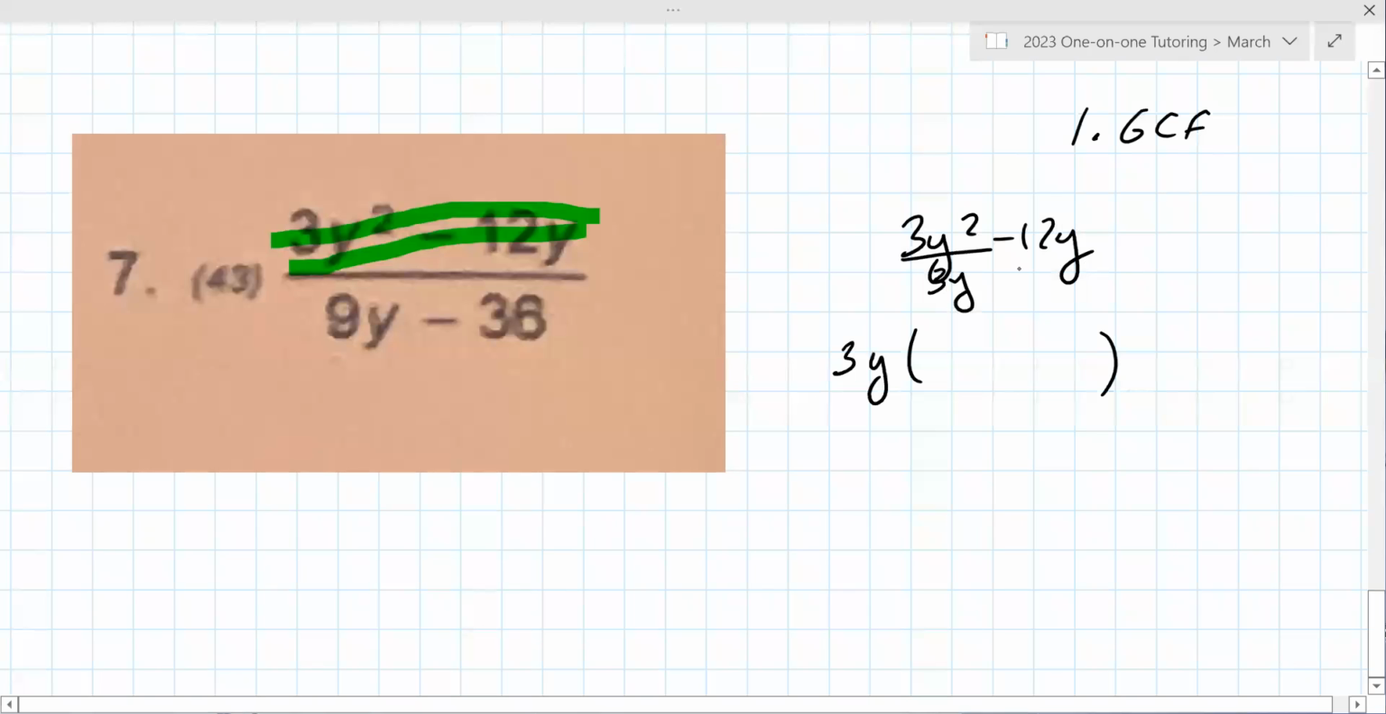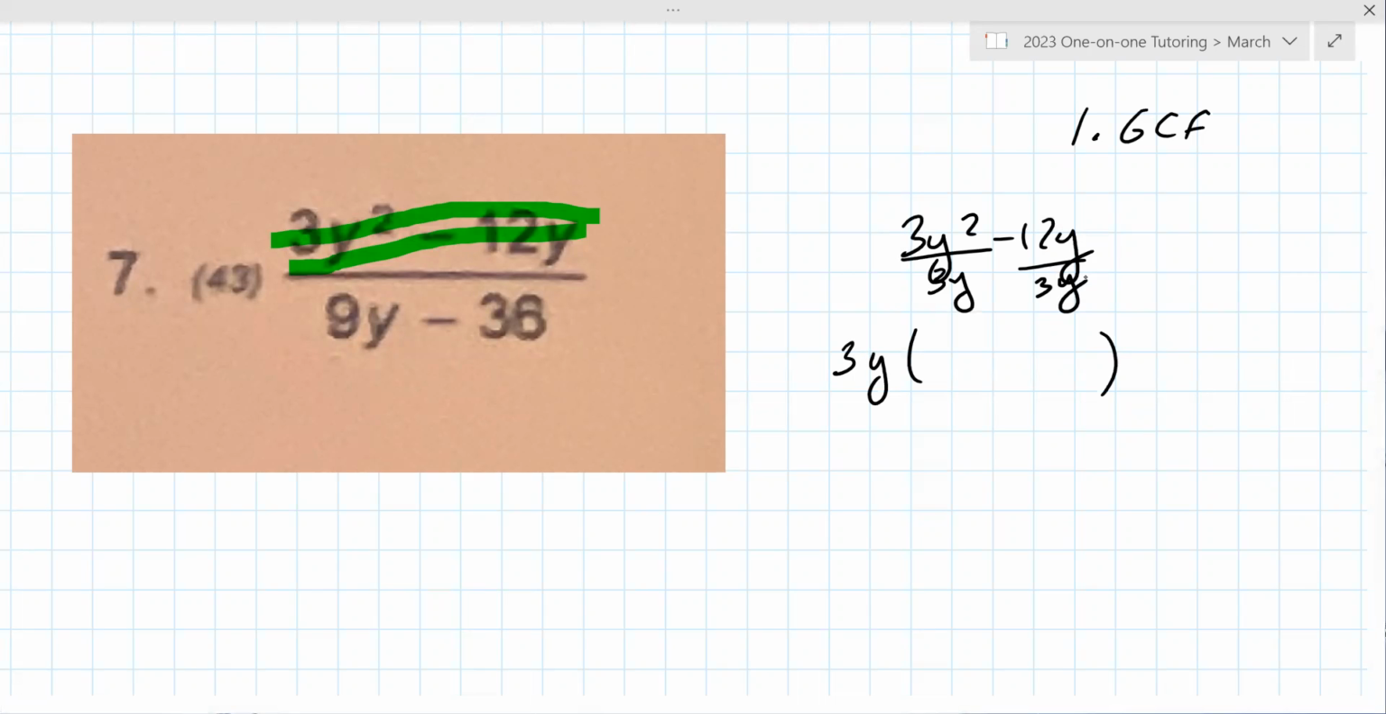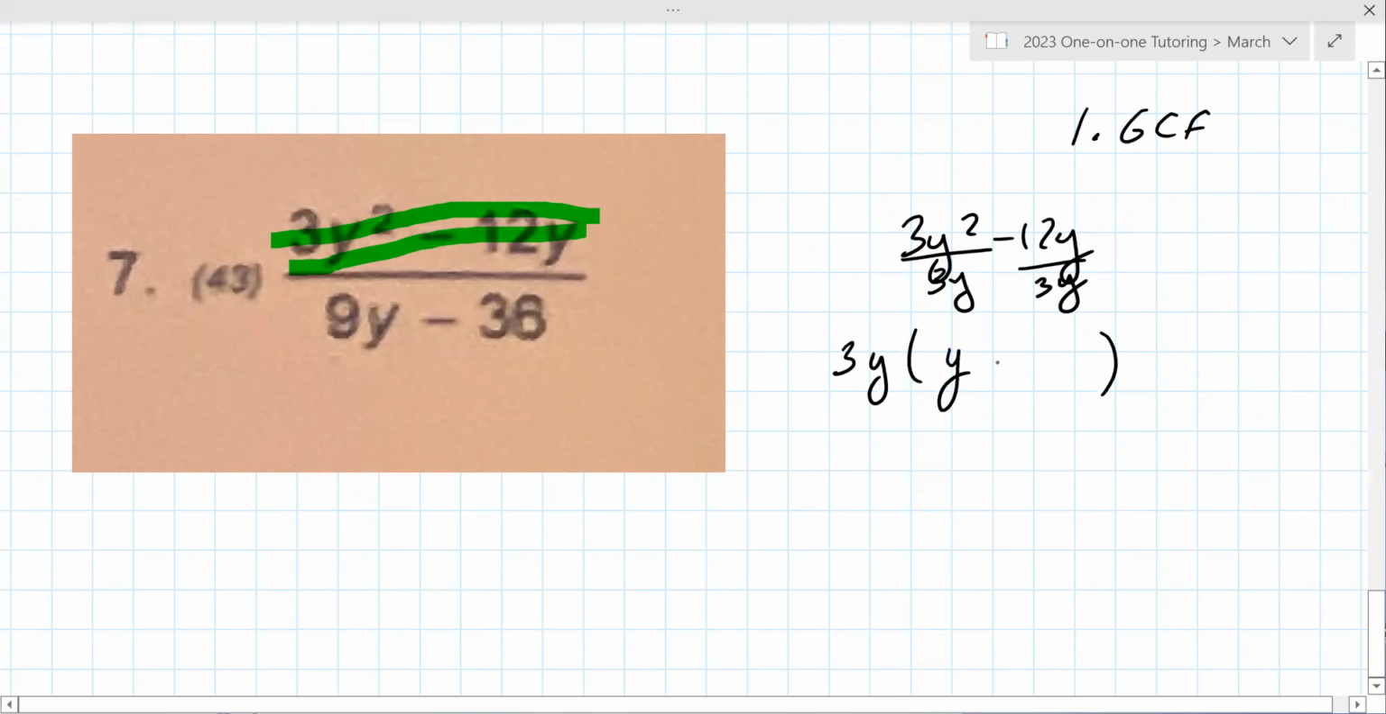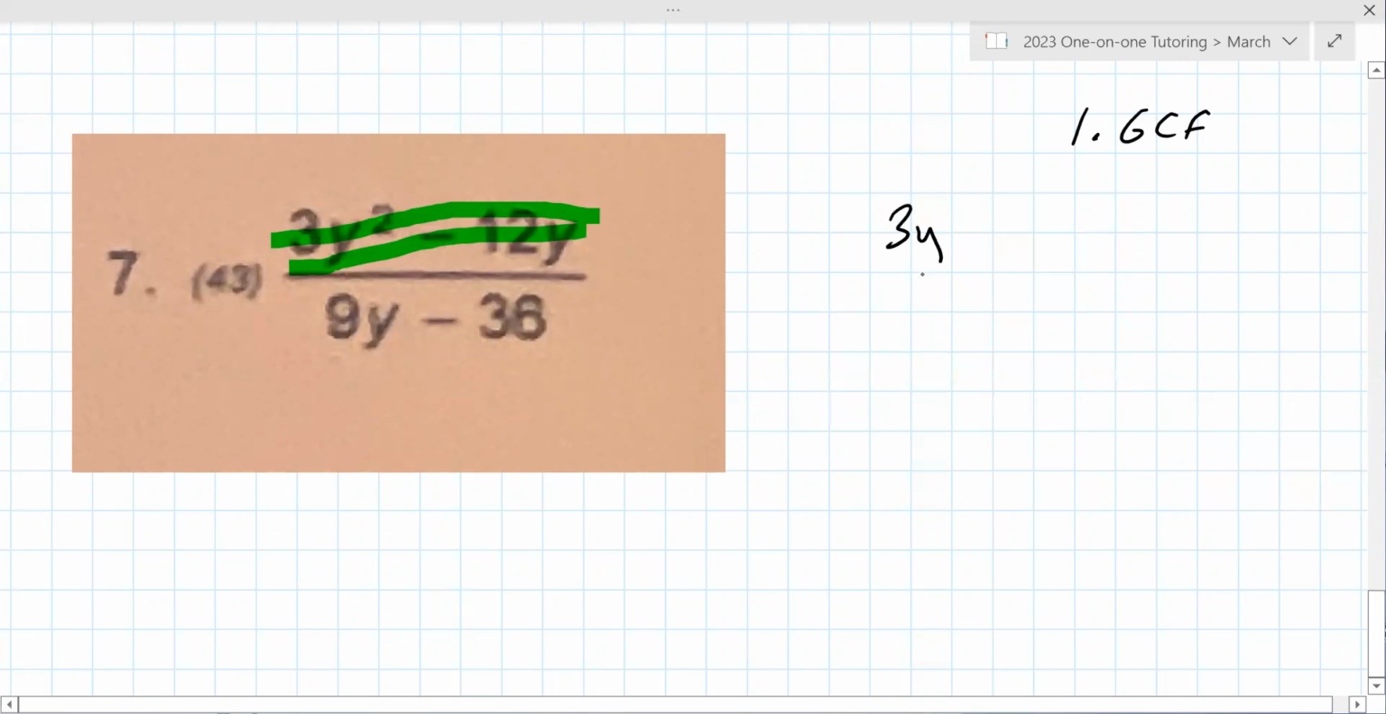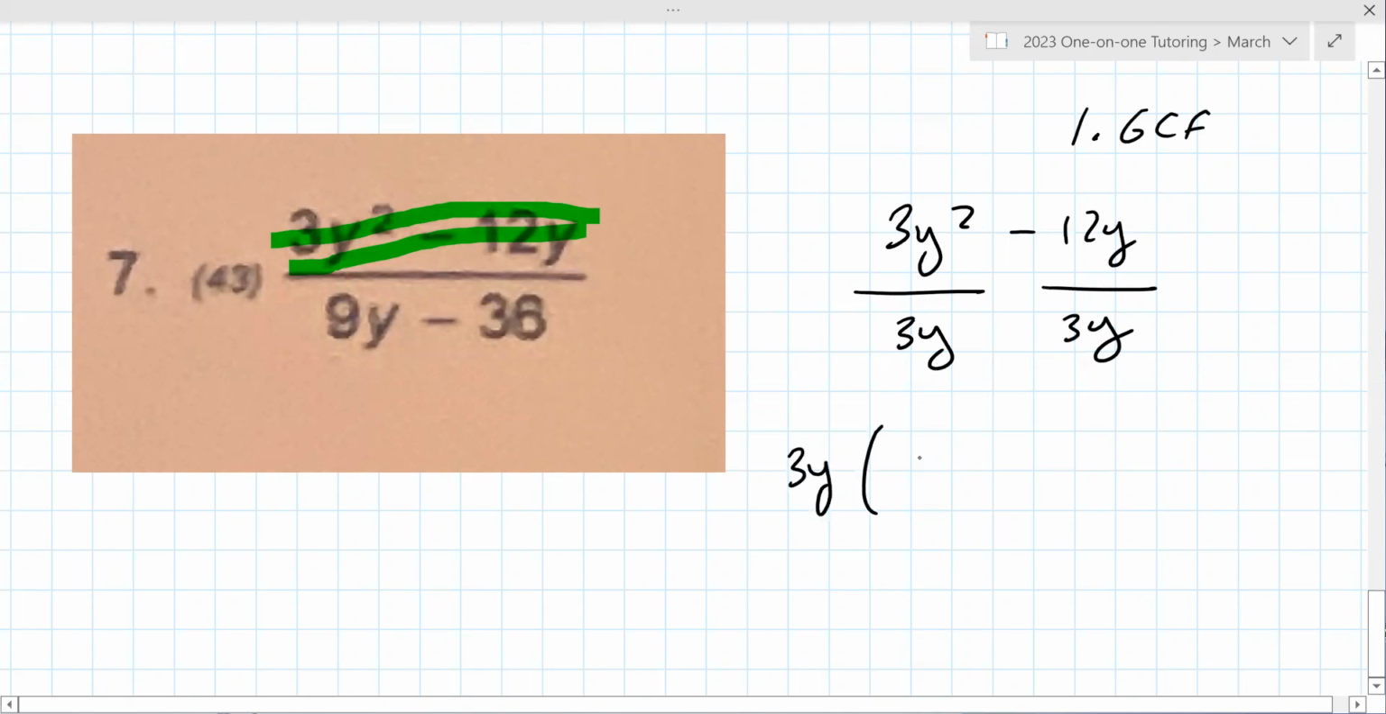If you divide each of these by 3y, what does that become? 3y squared over 3y is just y, minus 12y over 3y is just 4. The y's cancel. Let me clean this up here. It's just 3y squared minus 12y. The y is squared, so you still have 1y left.